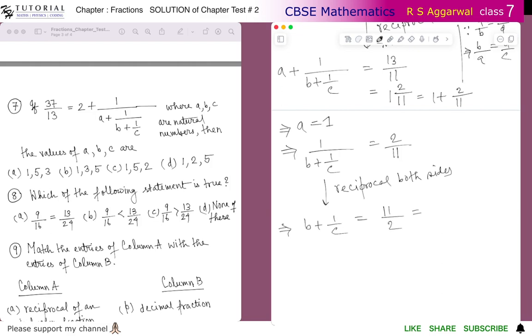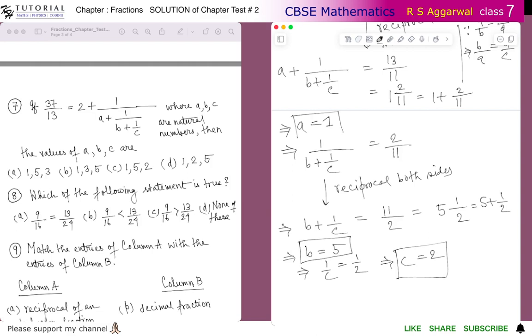So 11 by 2 is again an improper fraction. If we convert it to a mixed fraction, we get 5 and a half. So this is 5 plus 1 by 2. If you compare B plus 1 by C equals 5 plus a half, the whole part should be the same on both sides. So B equals 5 and 1 by C equals 1 by 2. This implies C equals 2. So we get C equals 2, B equals 5 and A equals 1.